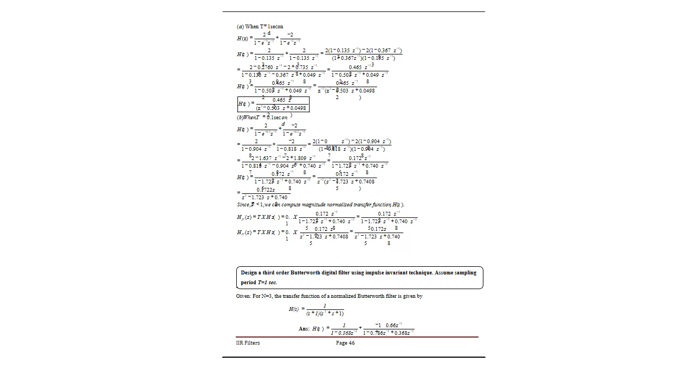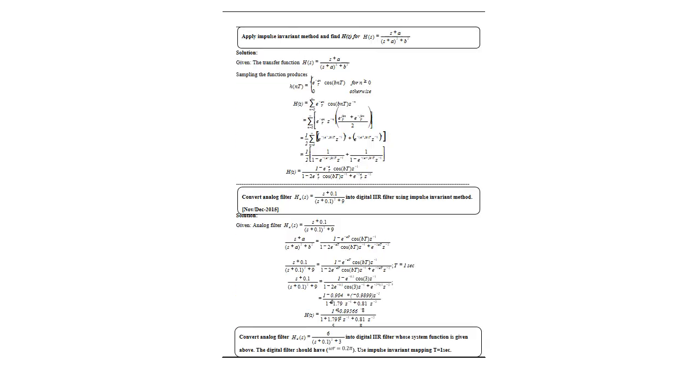So given n is equal to 3, the transfer function of the normalized Butterworth filter is given by H(s) = 1 / ((s + 1)(s² + s + 1)). So for that we have to substitute the values like this and we will get the answer.